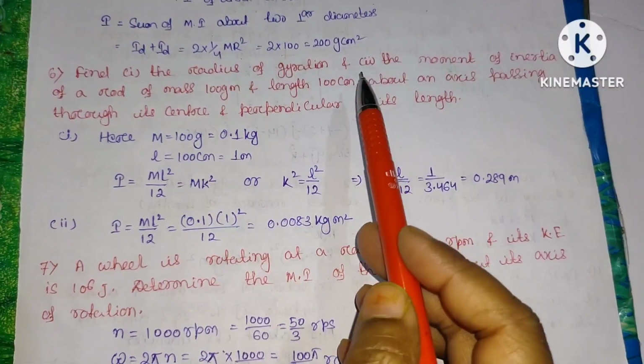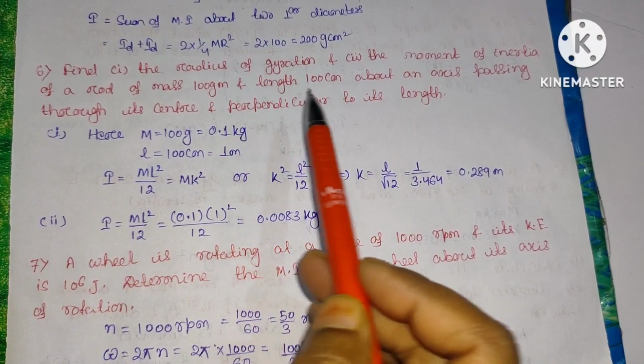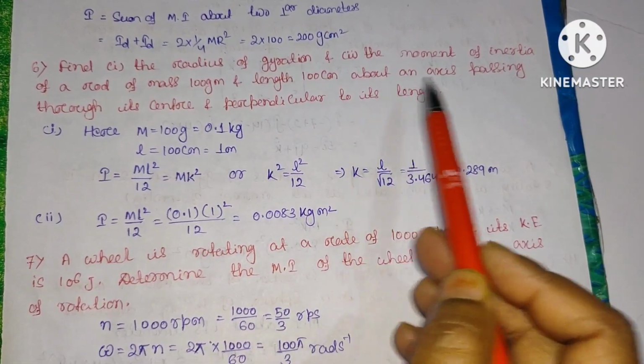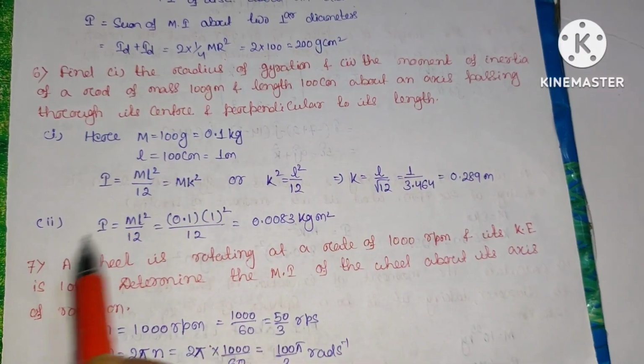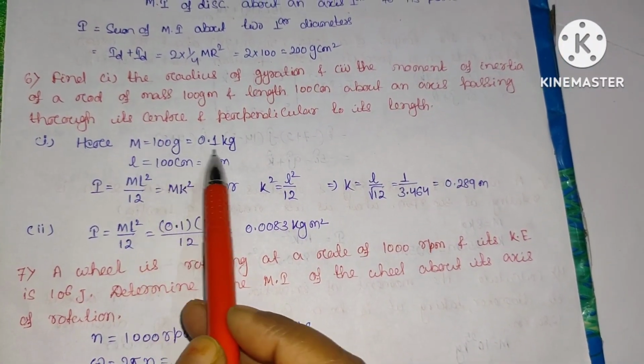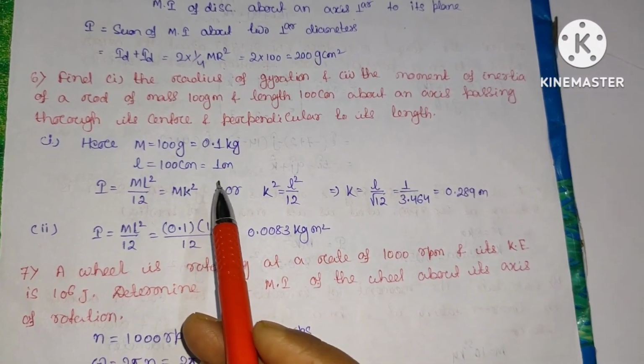Find the radius of gyration and the moment of inertia of a rod of mass 100 gram and length 100 cm about an axis passing through its center and perpendicular to its length. Here, mass is given 100 gram, that is 0.1 kg. Length is 100 cm, that is 1 meter.